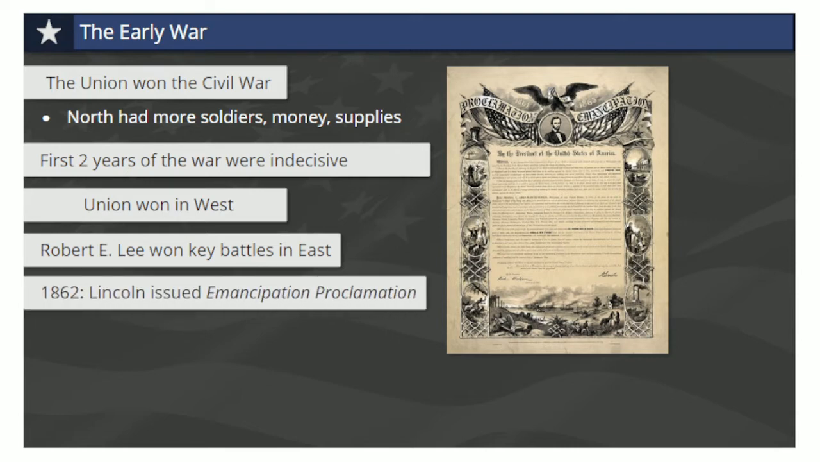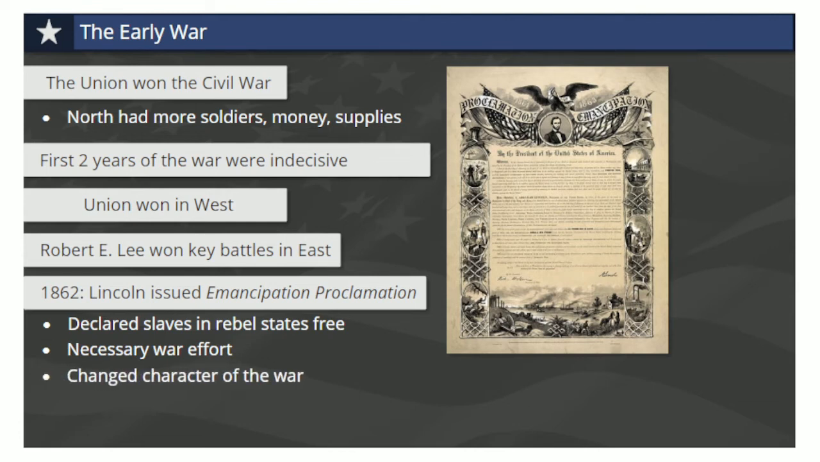In 1862, more than a year into the war, Abraham Lincoln issued the Emancipation Proclamation. This presidential order declared the slaves in the rebel Confederate states to be free. Lincoln had once claimed that he would not abolish slavery as president, but he had come to view abolition as a necessary war effort to defeat the Confederacy. This event changed the character of the war. The Civil War was no longer just being waged to fight secession and restore the Union. If the North won, the United States would emerge from the war as a very different nation, one without slavery.